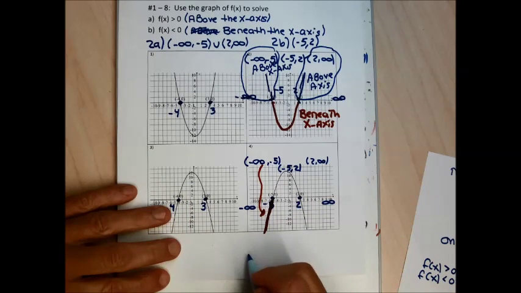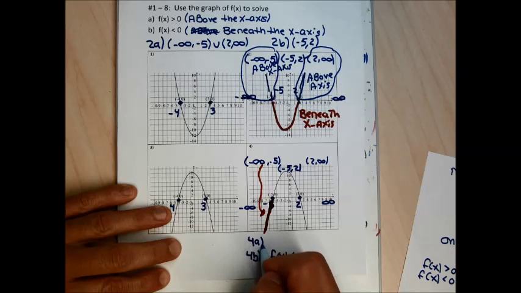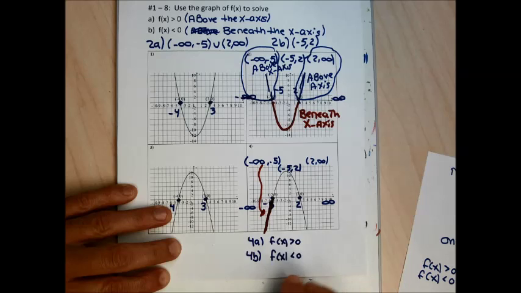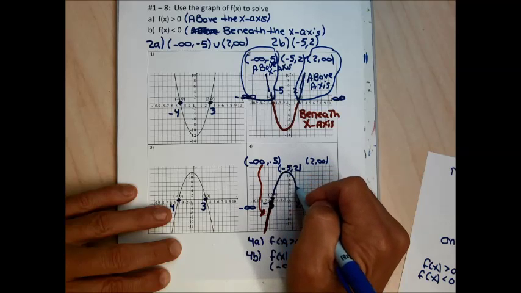When I go to put this in an answer, it has to go into part B, because part B wants the region of the graph that's beneath the x-axis, because it wants where the f of x or the y's are less than 0. So part of my answer to part B in number 4 is going to be the interval from negative infinity to negative 5. The next interval, negative 5 to 2, corresponds to this portion of the graph.